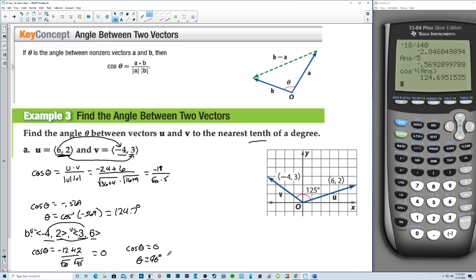Now if we make a quick little sketch of this, negative 4, 2, 1, 2, 3, 4, 2. So there's the first vector. And then 3, 6. 1, 2, 3, 1, 2, 3, 4, 5, 6. This is a 90-degree angle. So anytime the dot product is 0, the two vectors are what they call orthogonal. In other words, they're 90 degrees. Orthogonal is the term for perpendicular vectors.